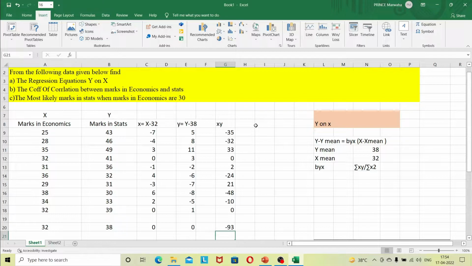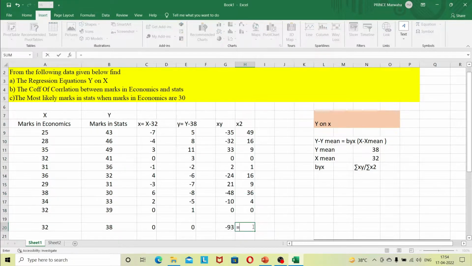Clear, guys? Now the last step we need to calculate is summation small x square. What is the variable x? Minus 7, and we multiply this by the same minus 7. Its answer is obviously 49. You can drag to calculate the others as well. So the total, the sum of x square, is 140.